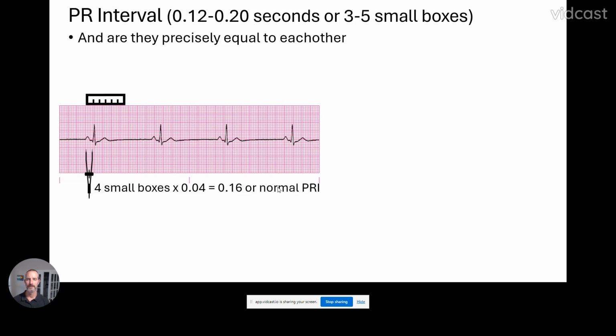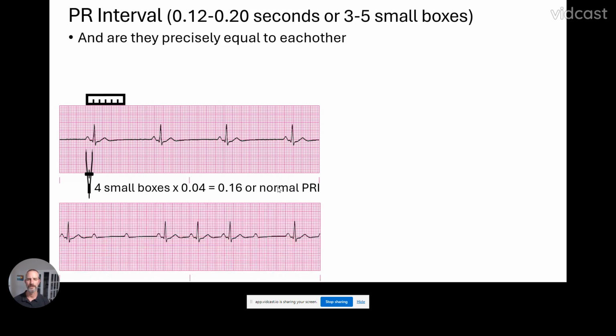Okay, you see the image of the ruler there? You can use a ruler as well. They make EKG rulers. If you Google EKG ruler, you'll see a whole bunch of different choices come up, and that can be a really helpful tool for someone learning.